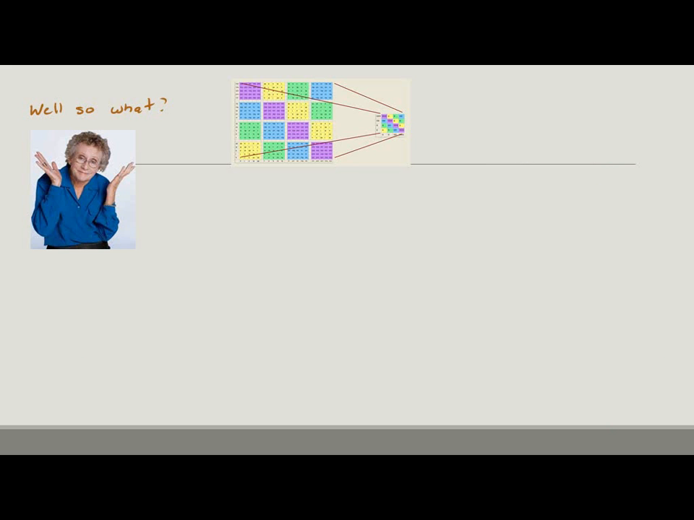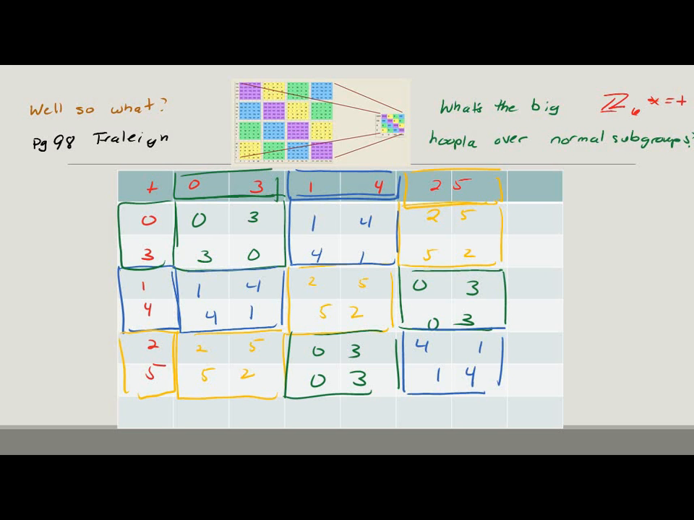Well, so what? So now we can compute them. You know what it is. You know the definition. What's the big deal? Why do I need them? What's the big hoopla over normal subgroups? Well, on page 98 in Fraley, 98 and 99 have the best two images in the entire book.